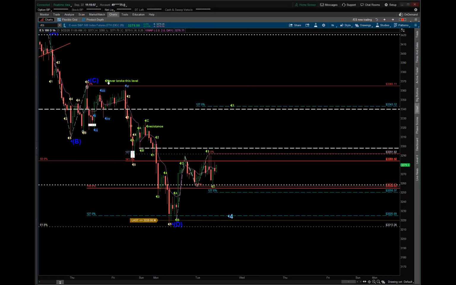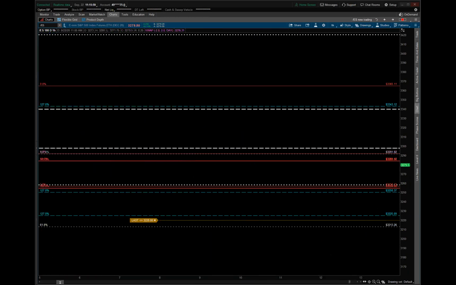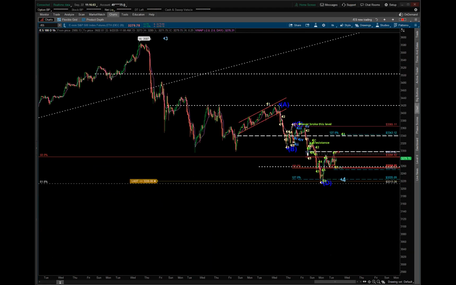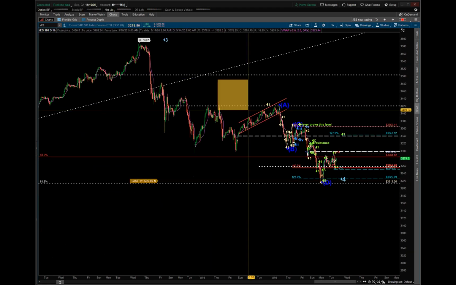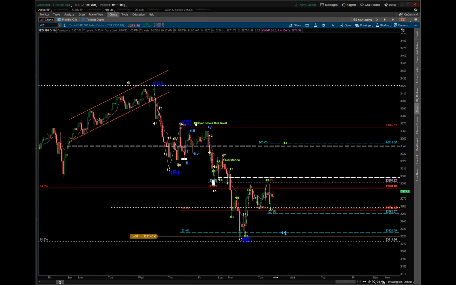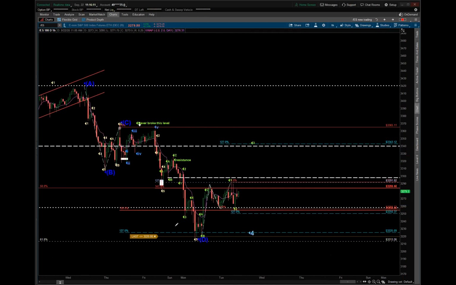Okay, perfect. So here, what I wanted to show you is how I determine which will be the bottom. And this is what I use all the time: an A, B, C, D. This is, once again, based on harmonic patterns.